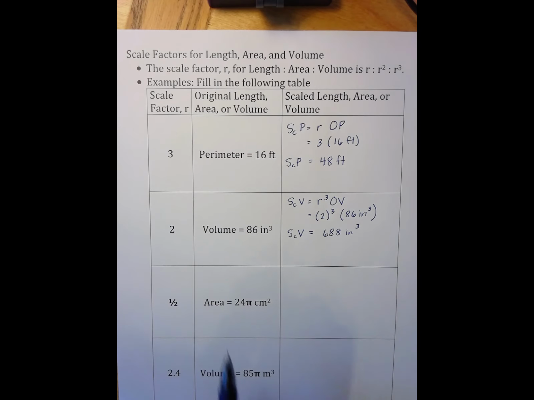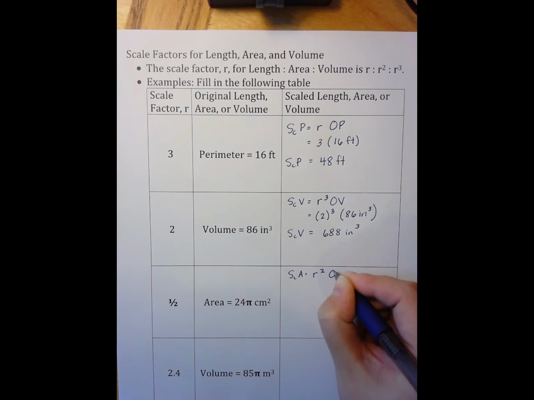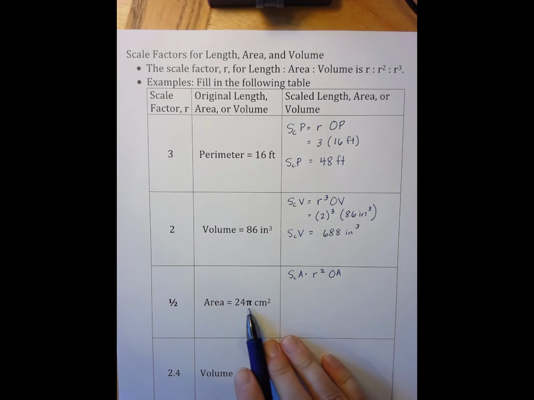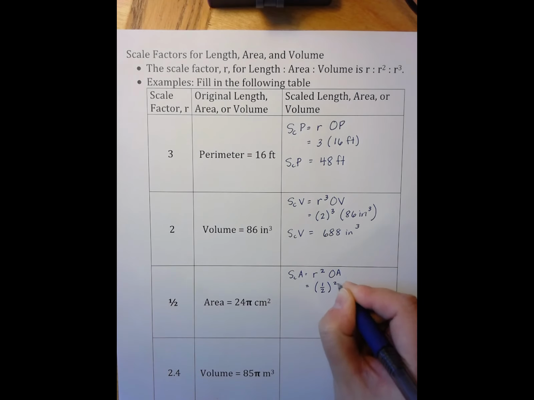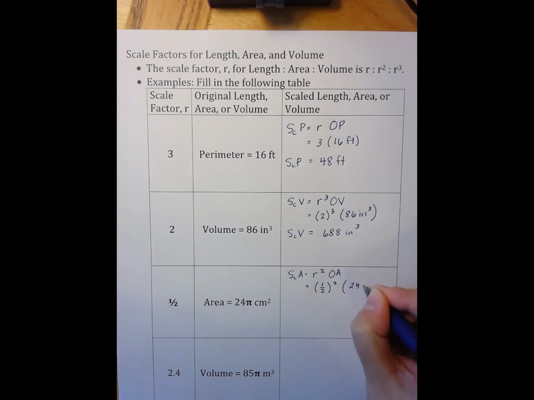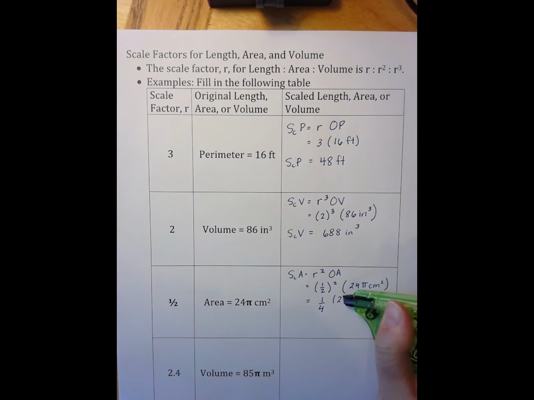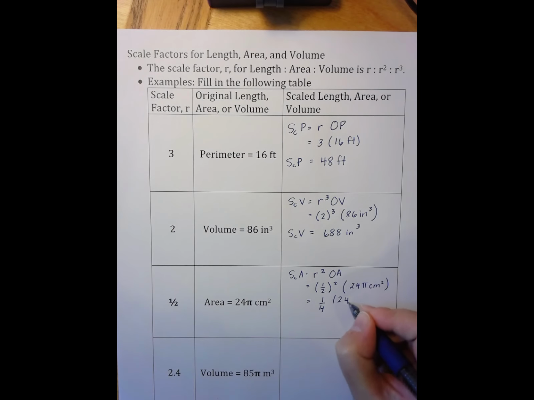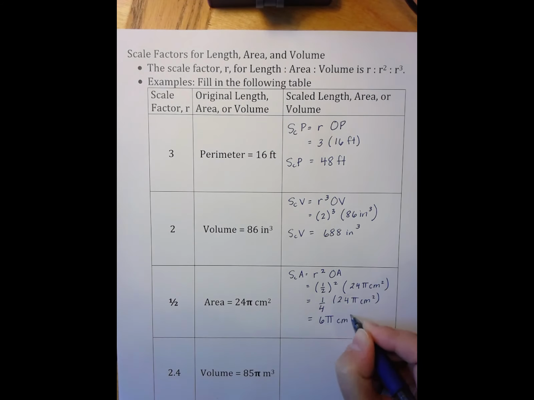Our next example is area. So we say our scaled area is r squared times our original area. As r squared, we're increasing the length of 2 in a 2-dimensional figure by a particular scale factor r. In this case, our scale factor is 1/2. So I've got 1/2 squared times our original area, which is 24 pi centimeters squared. 1/2 squared is 1/4. And when I multiply that by 24 pi, it's the same as dividing by 4, so I end up with 6 pi centimeters squared.